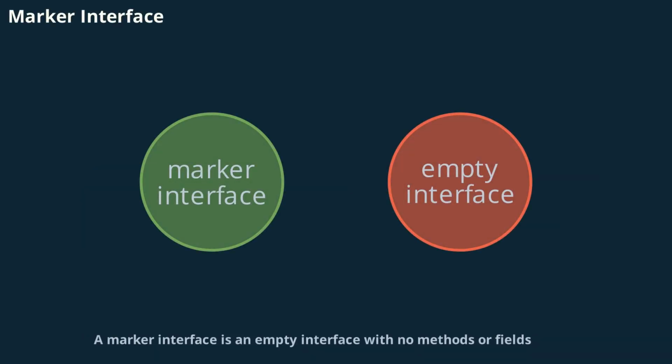A marker interface is an empty interface with no methods or fields. It's used to signal special behavior to the Java runtime or frameworks. Examples include Serializable, Cloneable, and Remote interfaces.